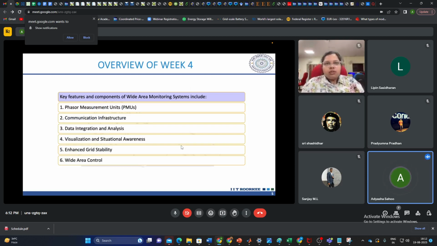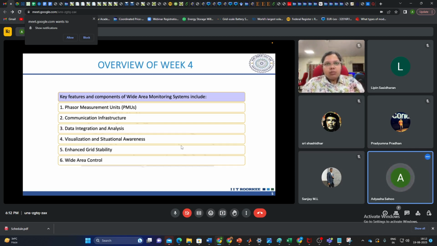So basically the key features and components of these wide area monitoring systems include, firstly, the phasor measurement units, as I said, PMUs. These are the starting point, and they are installed at the buses in the power system. Basically, we have these PMUs in the transmission system at the buses, and slowly we are also moving to distribution system small-scale PMUs, micro PMUs, and they have the same function. These PMUs are located at some selected buses due to cost related parameters.